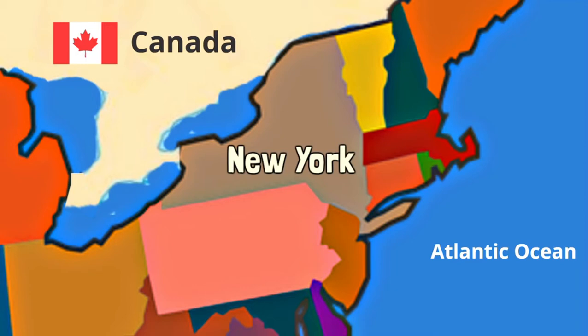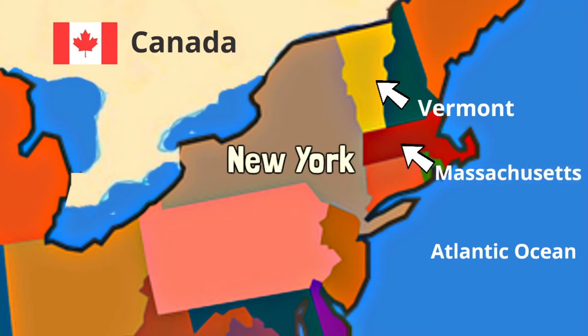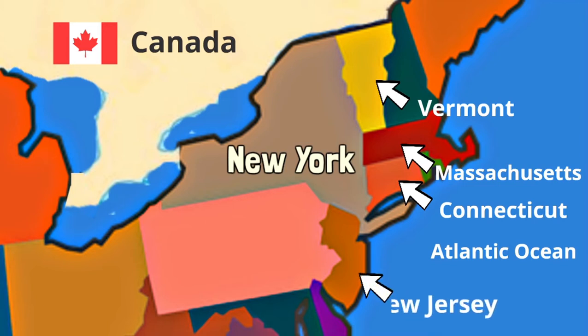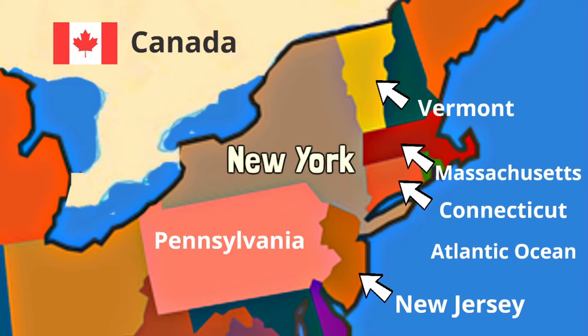Then there are 5 states that border the state of New York. To the east is the state of Vermont. Then directly below Vermont, also bordering the state of New York to the east, is Massachusetts. Then below Massachusetts is the state of Connecticut. Then finally bordering the state of New York to the south are New Jersey and Pennsylvania.